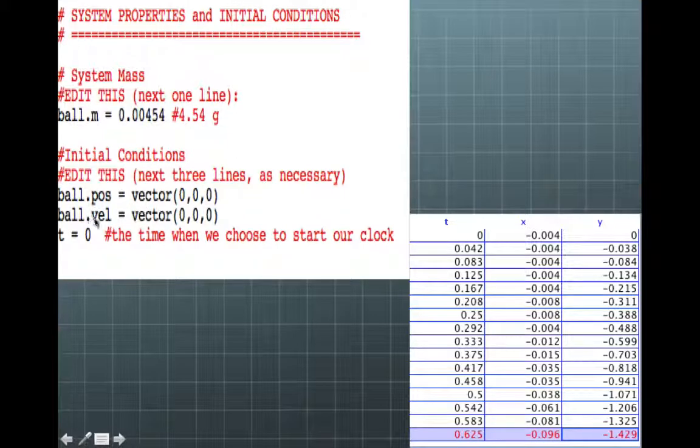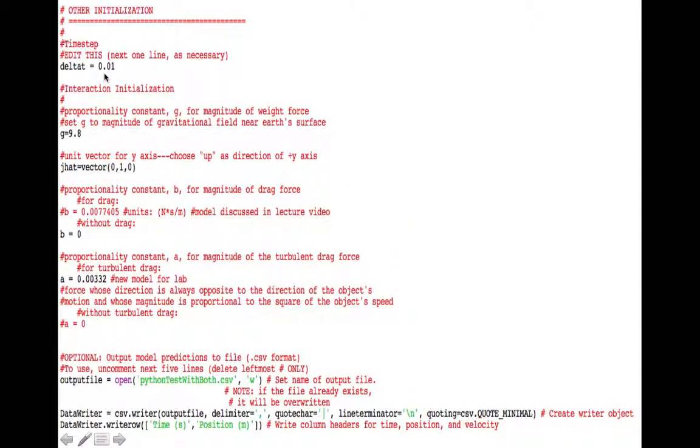The ball's initial velocity was set to 0 meters per second because it was dropped from rest, and time was set to 0. Delta t was set to 0.01 to make accurate predictions. The magnitude for weight force was set to 9.8 meters per second squared. The direction of the positive y-axis was chosen as up, so j hat was set to 0, 1, 0.